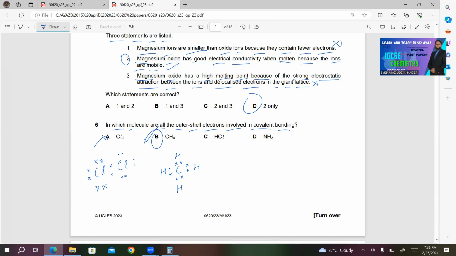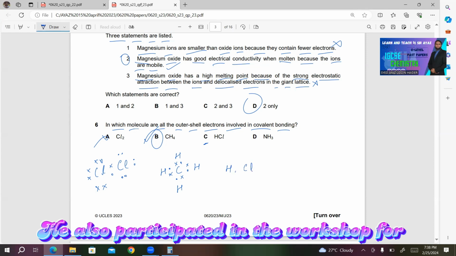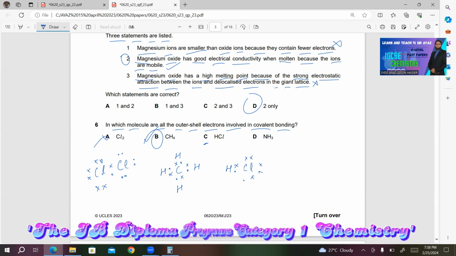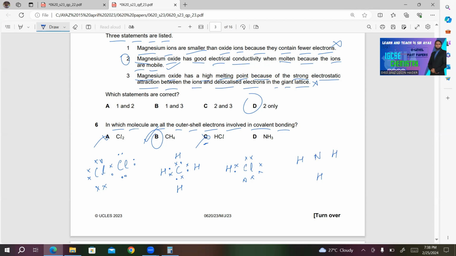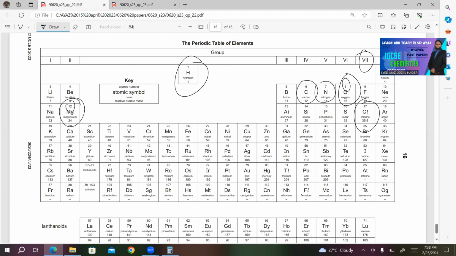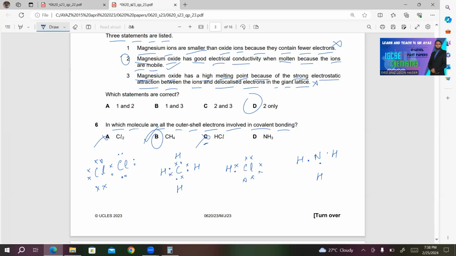For your convenience, I am doing the other choices, that is part C. Between H and Cl, we have a hydrogen atom, and this is chlorine. For hydrogen, we have 1 valence electron. Chlorine, 1, 2, 3, 4, 5, 6, 7. So this is incorrect. Part D, we have 1 nitrogen and 3 hydrogen atoms. 1 electron for each hydrogen atom, 1, 2, 3. Look at the position of nitrogen. It's in group 5, so it must have 5 valence electrons. 1, 2, 3, 4, 5. So this is also incorrect. B is the right answer for this question.